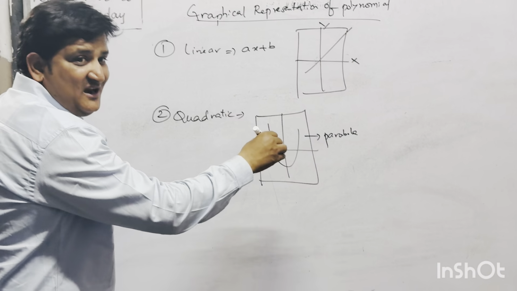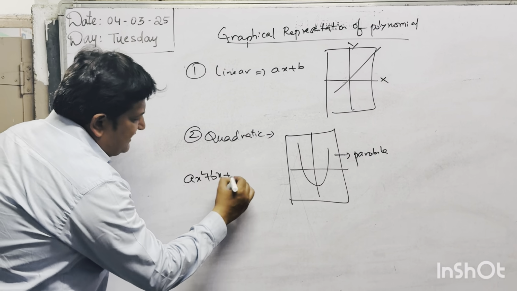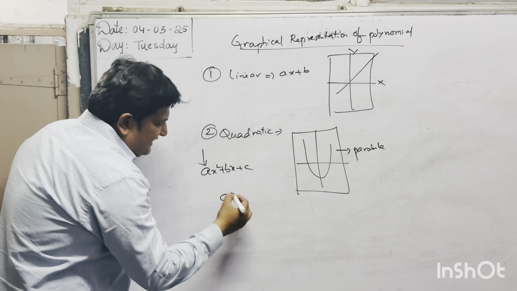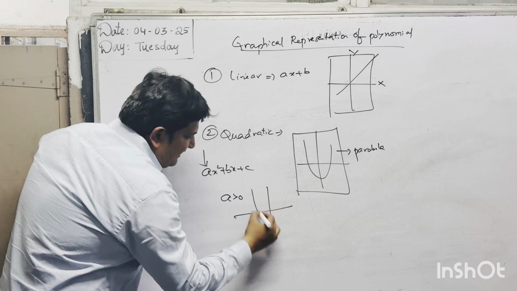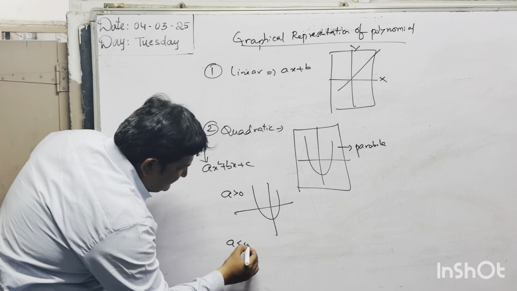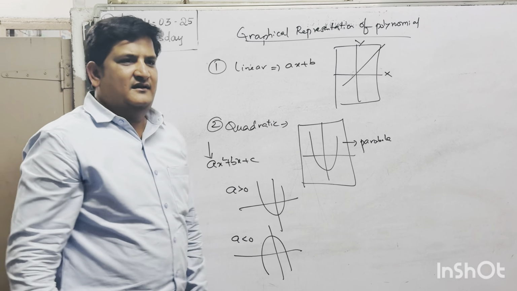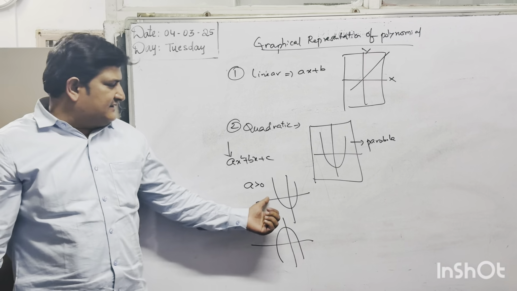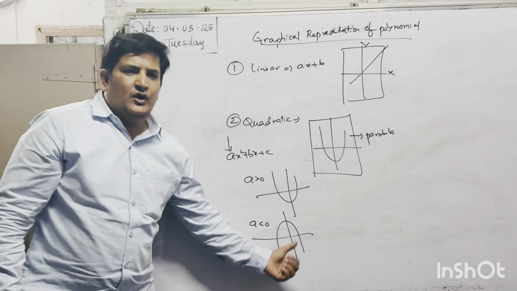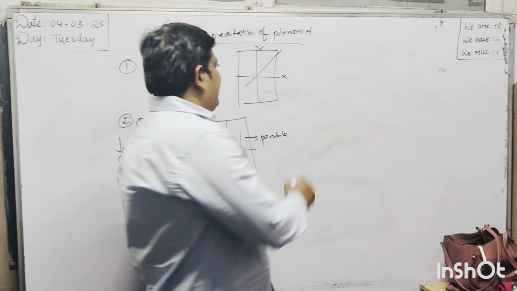Now for the parabola, if the quadratic polynomial is ax square plus bx plus c, when a is greater than 0, the parabola is in a U-shaped form. If a is less than 0, the parabola is inverted. You can check it. When a is greater than 0, you get a U-shaped parabola. When a is less than 0, you get an inverted parabola. This is about the graphical representation.